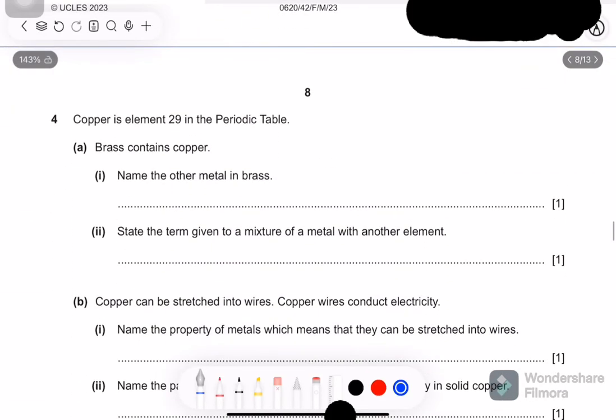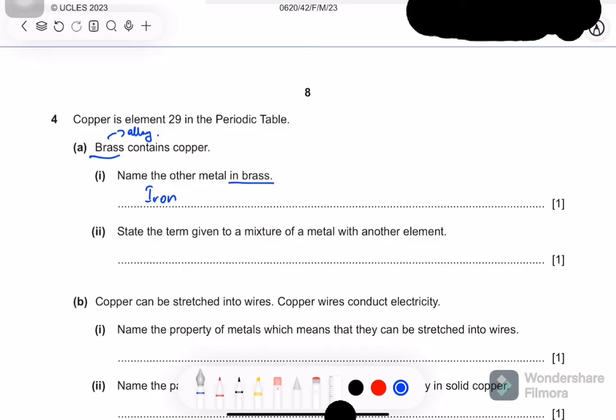Copper is element 29 in the periodic table. Brass contains copper. Brass is an alloy, we know. As you're reading through the stem of the question, you start to accumulate the information you have while studying your course, while studying your syllabus. So name the other metal in brass. We know what it is? Iron.